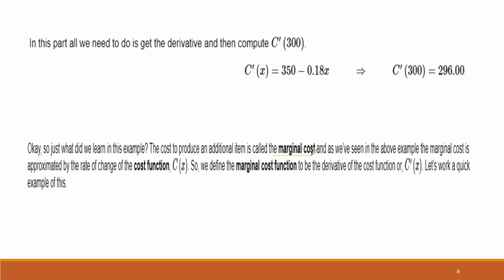As we have seen in the above example, the marginal cost is approximated by the rate of change of the cost function. So we define the marginal cost function to be the derivative of the cost function. To find the marginal cost function is basically to take the derivative of the cost function. So let's look at some examples.